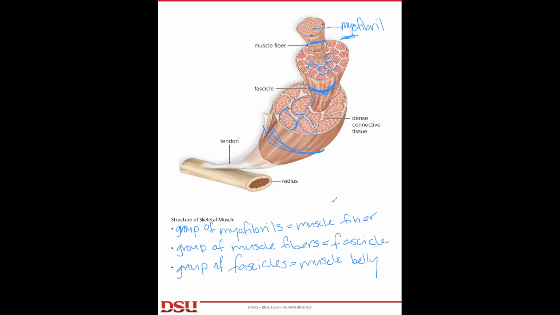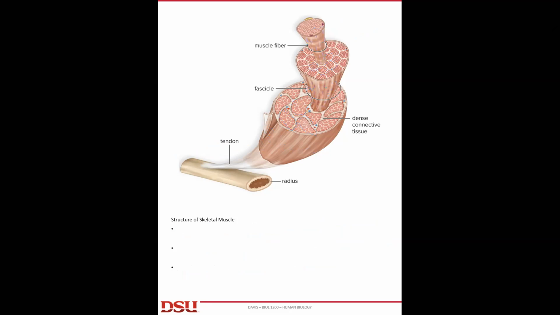Okay. Then we have tendon. Tendon is actually a connective tissue. And its job is, as you can see here, to connect the muscle to the bone. Okay. Let's go ahead and move to the next.